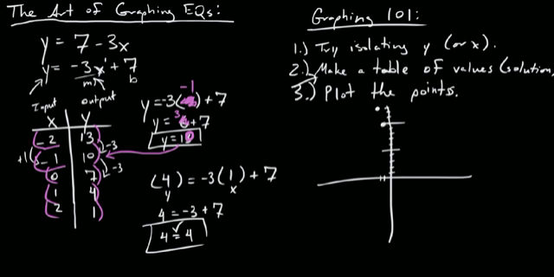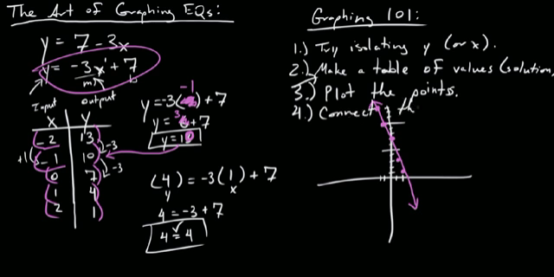So -2, 13. We had -1, 10. Maybe I should switch colors here. -1, 10. We had 0, 7. And then 1, 4. And 2, 1. So essentially, here's our line right here. And we had a really good idea just by finding some solution points. And I have to point out, it's going to be a little bit harder to find solution points sometimes. But we got some tricks up our sleeves, okay? But once you got that, number 4 is just, play a little connect the dots. Connect the dots, okay?